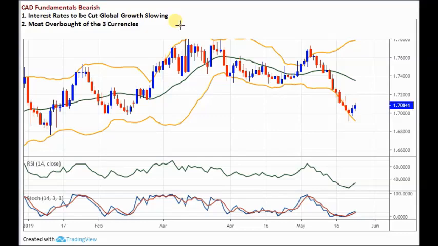But just even in the short term, from a technical perspective, the CAD is the most overbought of the three majors we're looking at today against the GBP. So the GBP could have, in this pair, the most upside potential. I really like the technicals on this one. Nice big tumble.